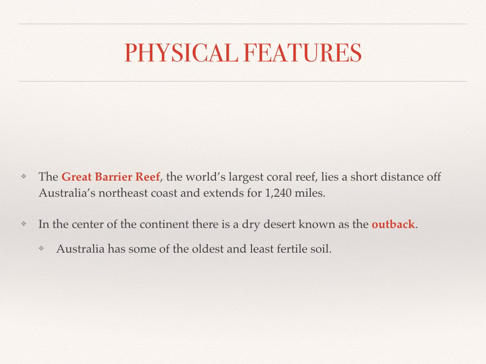Physical features. One of the major tourist attractions in Australia is the Great Barrier Reef. It's the world's largest coral reef, and it's off the northeast coast. In the center of the continent, there's a dry desert. We refer to it as the outback. Australia, unfortunately for them, has some of the oldest and least fertile soil in the world.